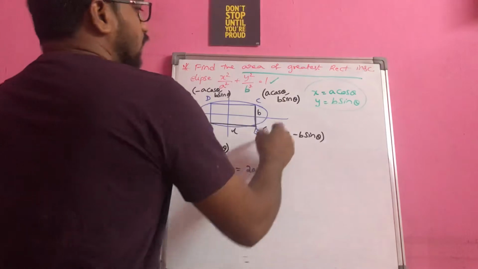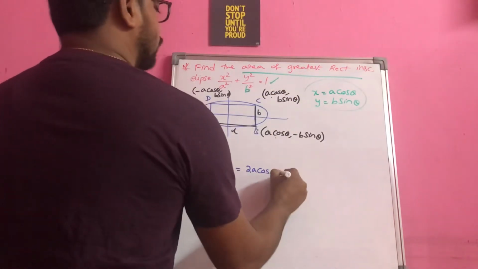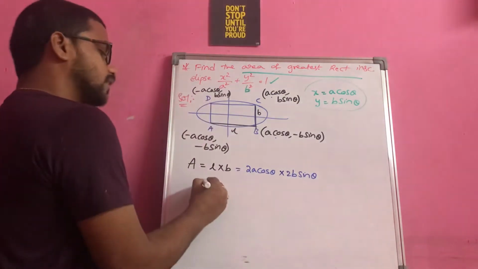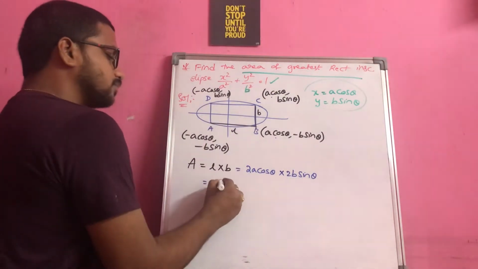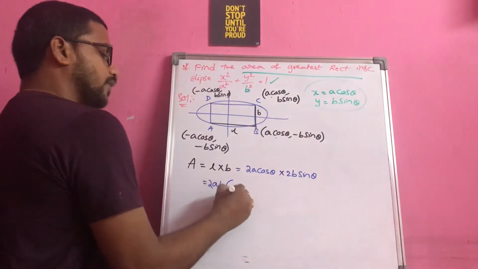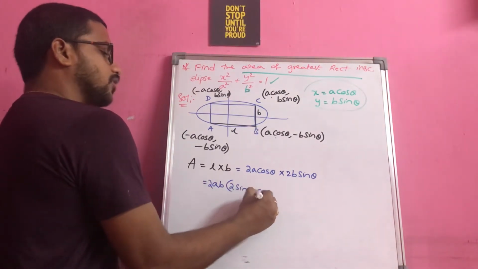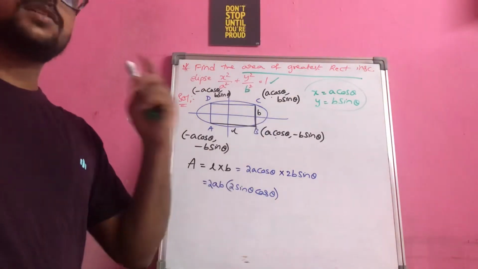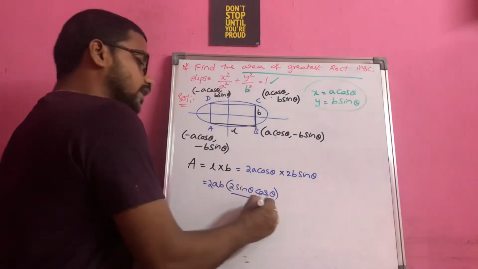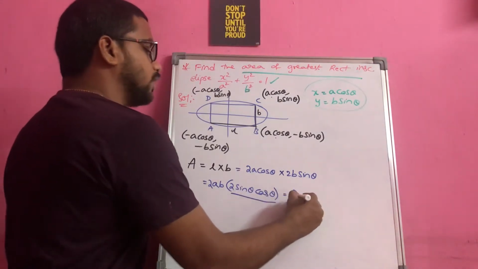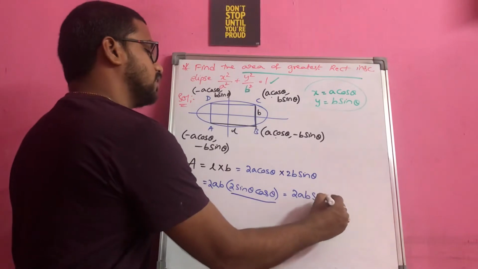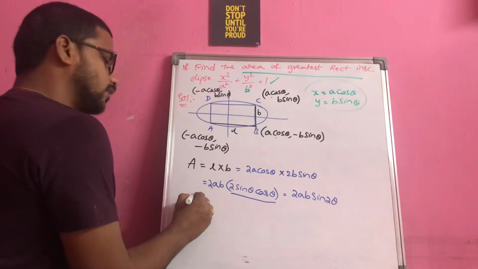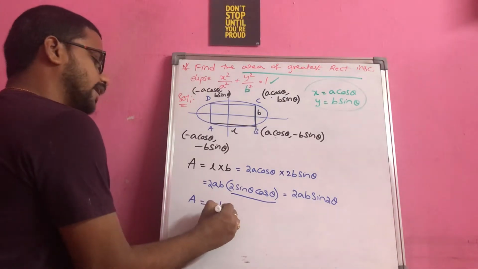Similarly here BC, b sin theta is having the same sign, so the length will become 2b sin theta. Now see, this can be further written as a, b, 2, and I will attach 2 with sin theta and cos theta. We have two 2's here, right? Of these two 2's, one 2 I will attach with sin theta cos theta. So this 2 sin theta cos theta is nothing but sin 2 theta. So I will be getting my final answer as A = 2ab sin 2 theta.